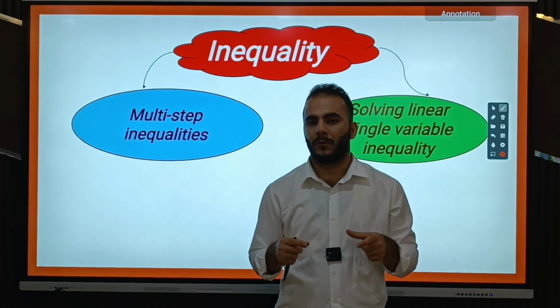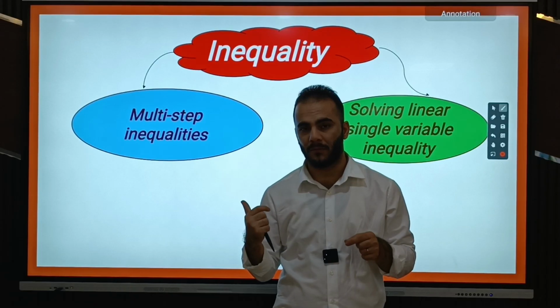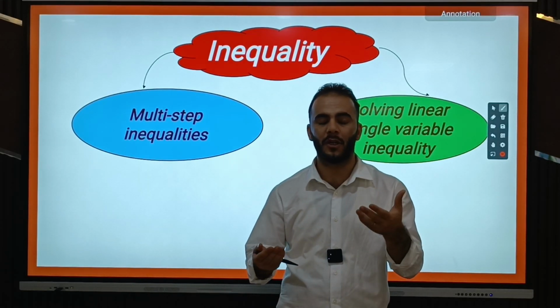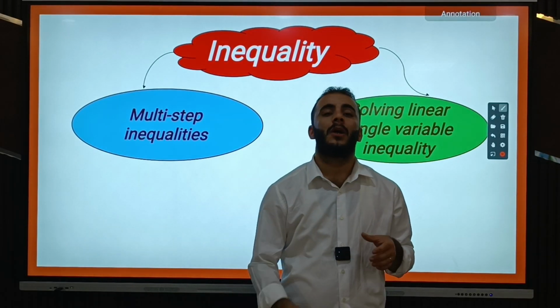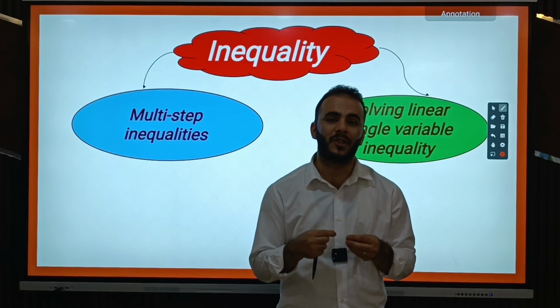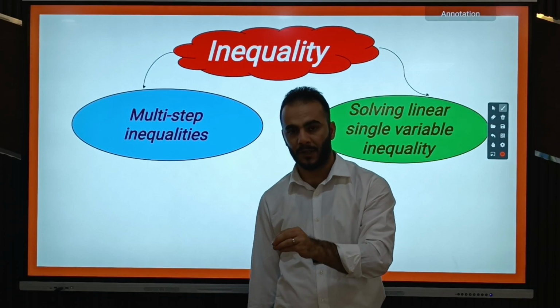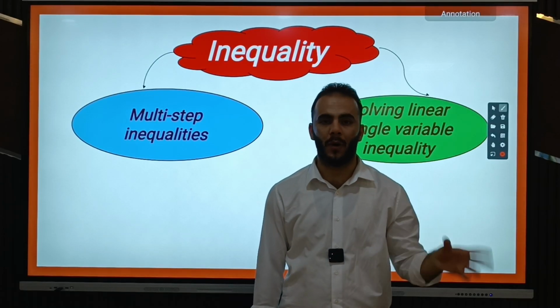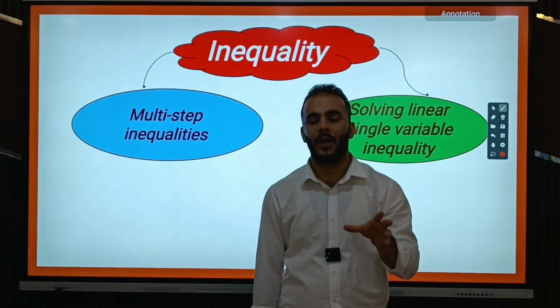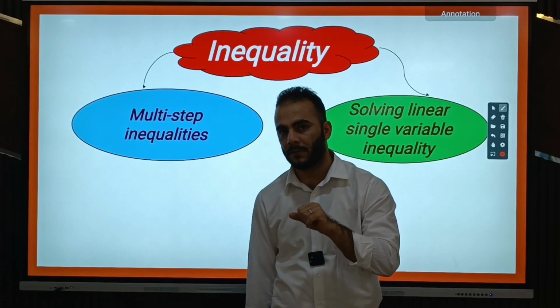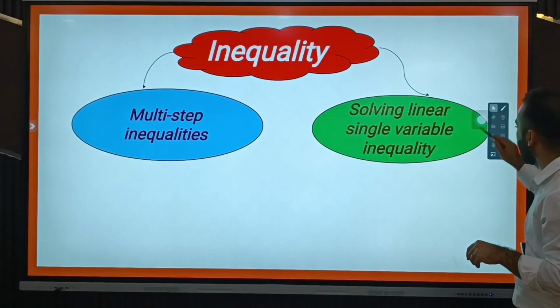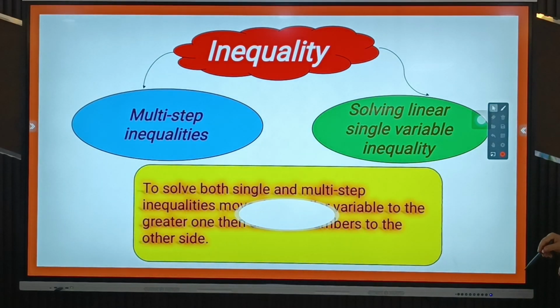When you have an inequality, always, especially multi-step one. For the single-step one, it's okay, it takes only 1 step, but I'm talking about the multi-step. When we have more than one variable term, always move the smaller variable term to the bigger one. And then in that case, the numbers are going to move to the other side. Okay, let's just find out what I mean: to solve both single and multi-step inequalities, move the smaller variable term to the greater one, then shift the numbers to the other side.